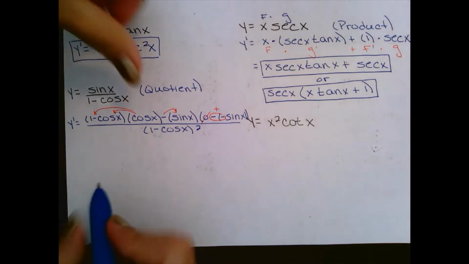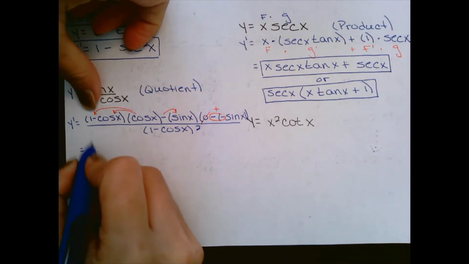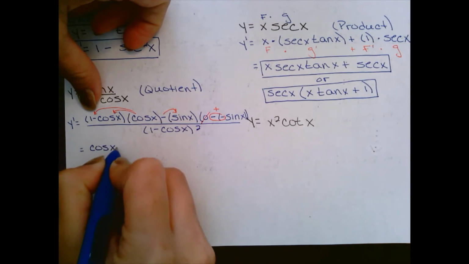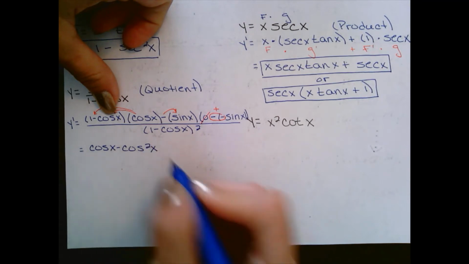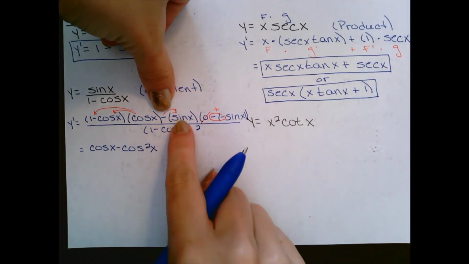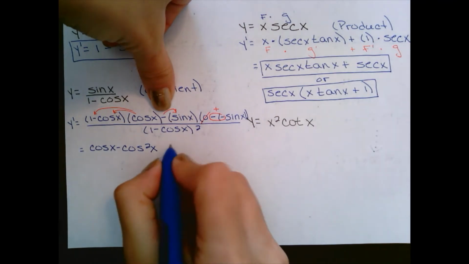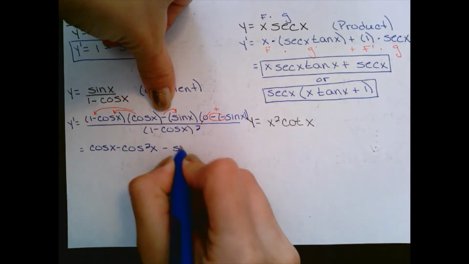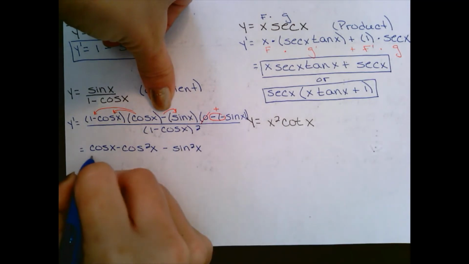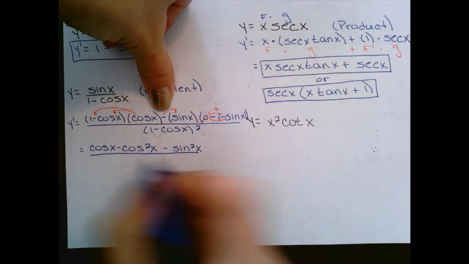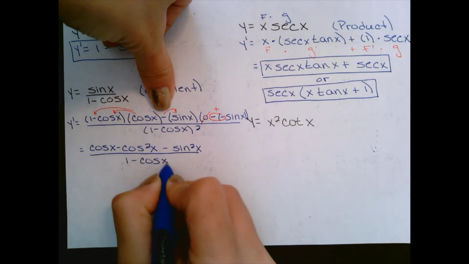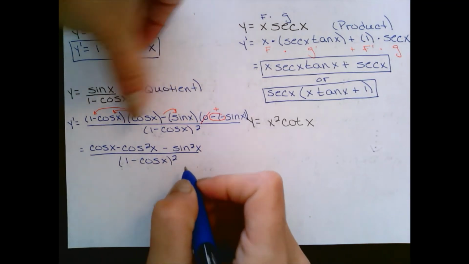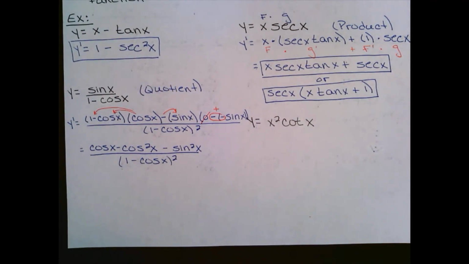So let's start over here. Cosine times 1 is cosine, minus cosine times cosine is cosine squared, all right? And now I'm over here. This negative sine times this positive sine gives me a negative sine squared of x, all over 1 minus cosine of x squared. Now, technically, you are done here. So if you were in AP and you were doing a free response question, you could stop here.